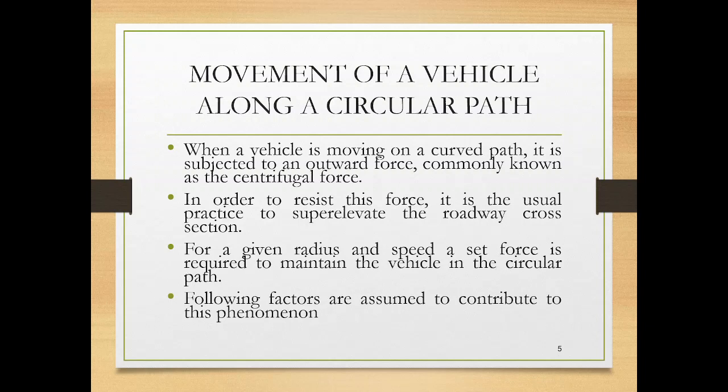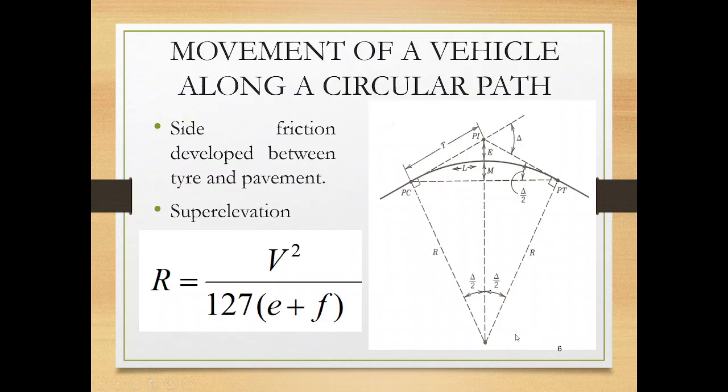So for a given radius and speed, a set force is required to maintain the vehicle on the circular path, that you know, right? F equals mv squared over r. So the following factors are assumed to contribute to this phenomenon. So what are they? Here, this is an equation derived using this simple theory of movement of a vehicle along a circular path.